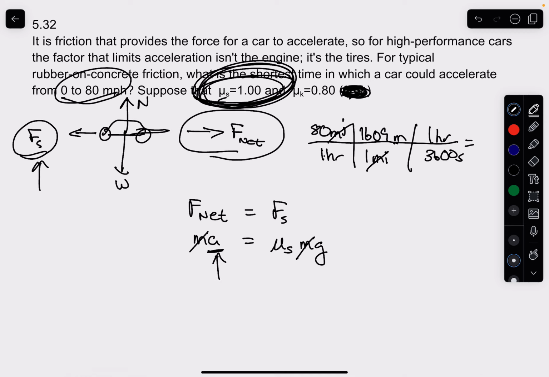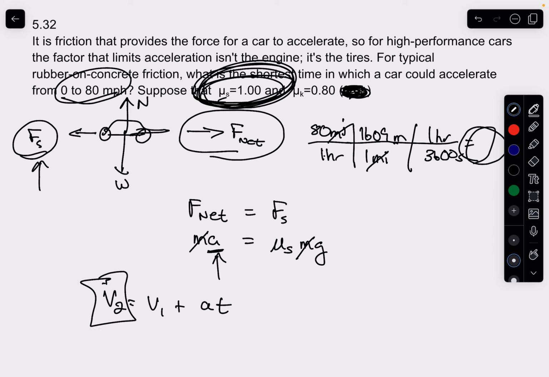Once you know A, you're just going to use one of the kinematics equations. You want to find time. V2 equals V1 plus AT. From here, you're going to know what V2 is. V1 is 0. A, you're going to find from here, right? And you're solving for T.